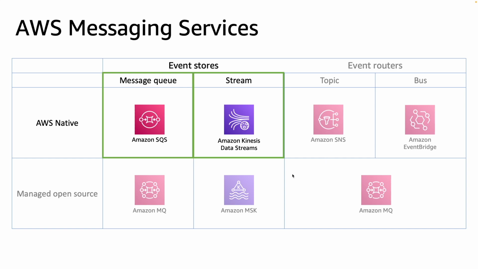Before jumping into the SQS and Kinesis comparison, let's start by comparing event store and event routers, because often we get confused that we can achieve the same thing with Amazon SNS and with Kinesis stream. It's very confusing in many use cases. So let's start comparing event store and event routers now.